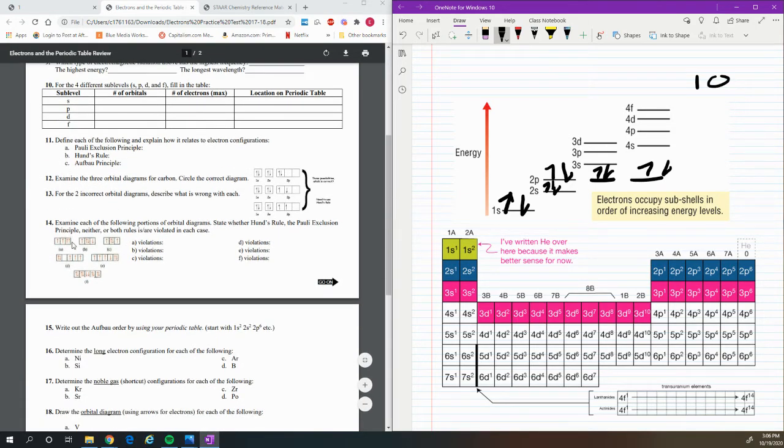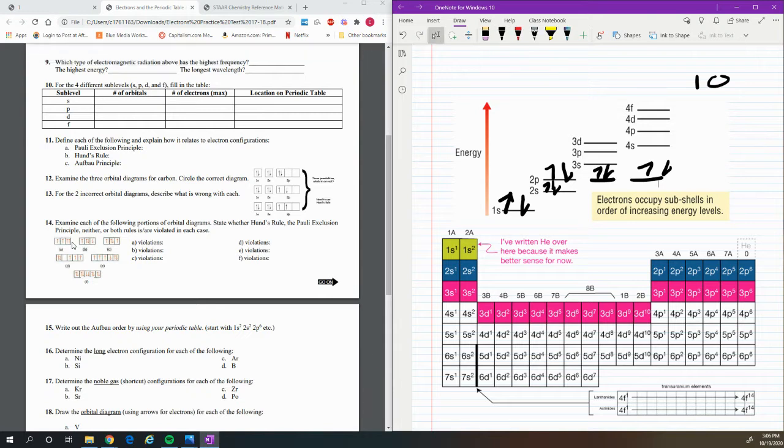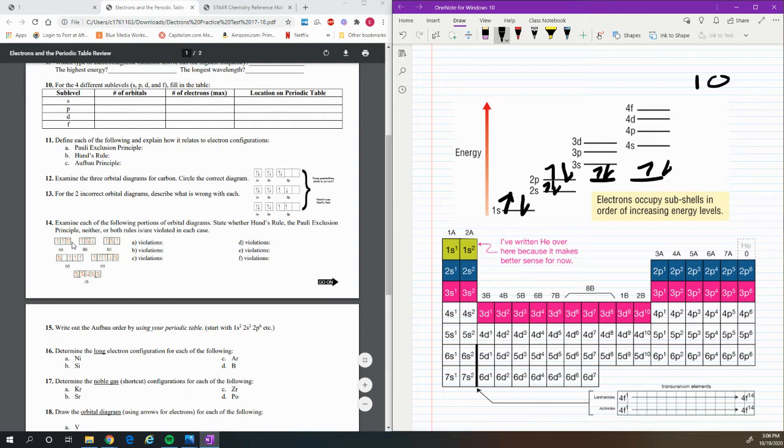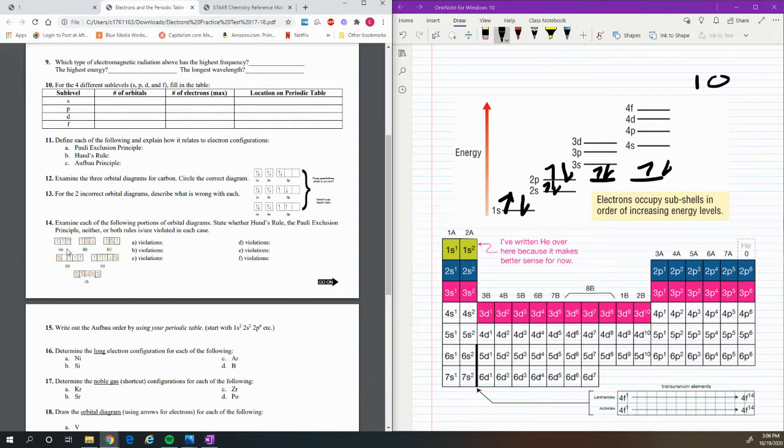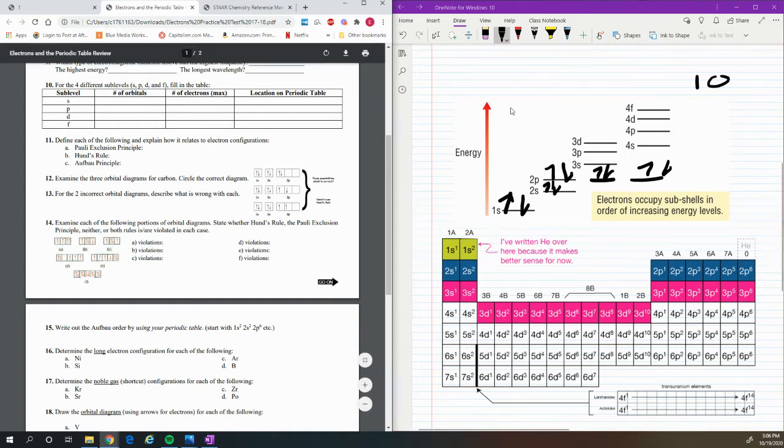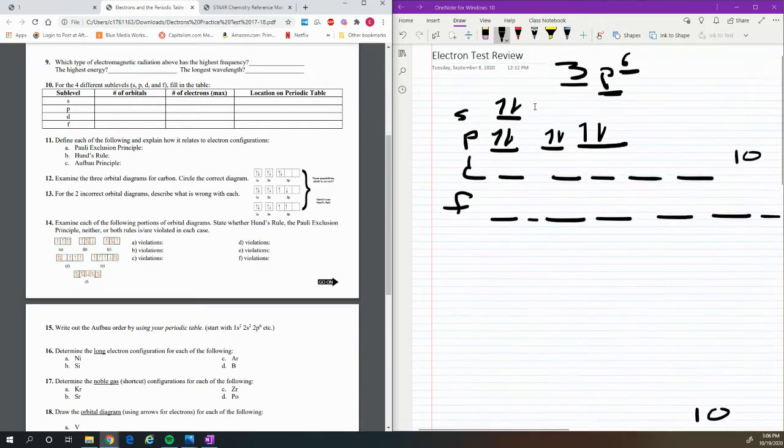Okay, number 14 does a good job of showing student mistakes that you'll see. So examine each of the following portions of the orbital diagram, and state whether Hund's rule, Pauli exclusion, or both are violated. I'm just going to go through which ones are violating the rules. So you have A, right? A is obviously wrong because you have 1, 2, and this one is full. So two things are happening here, right? And let me go back up.